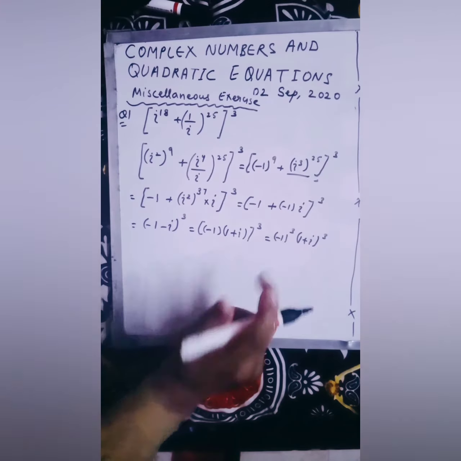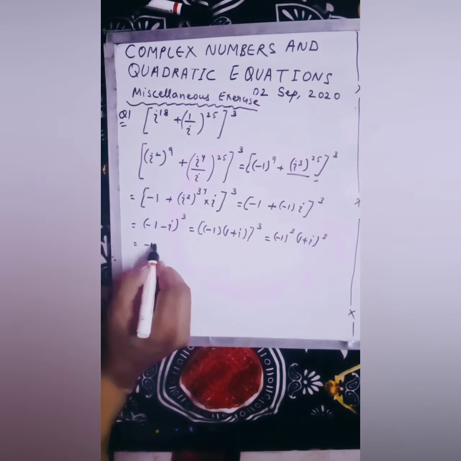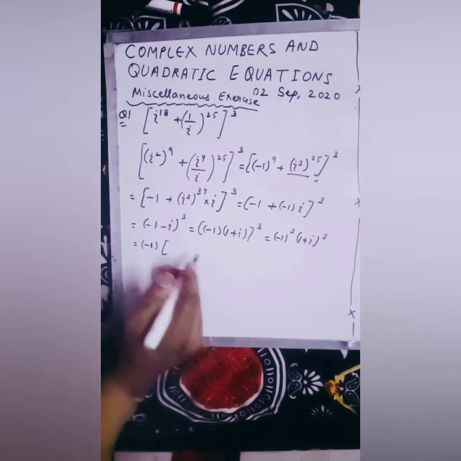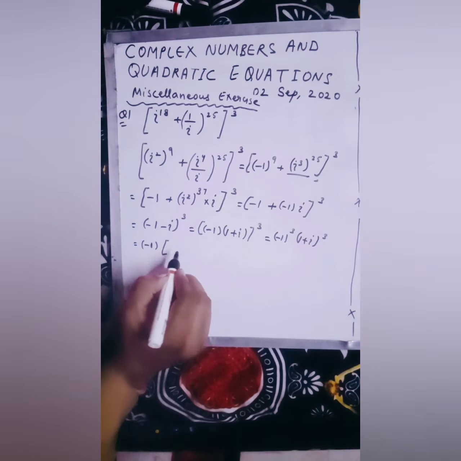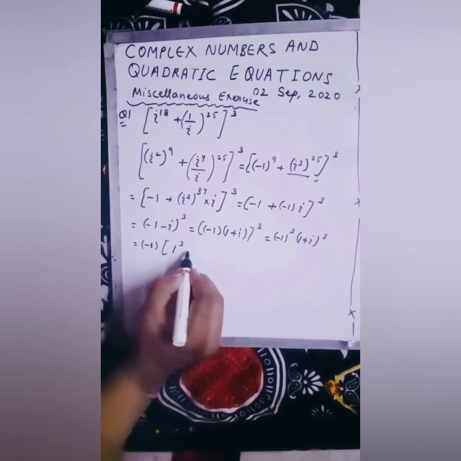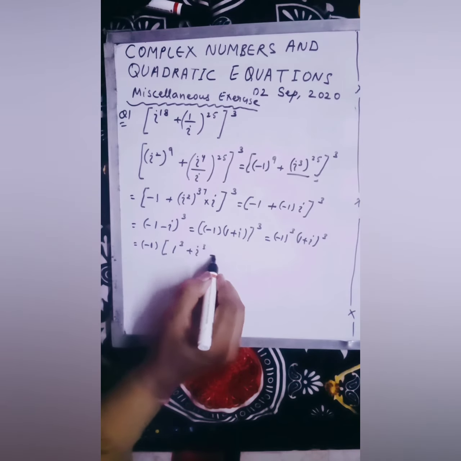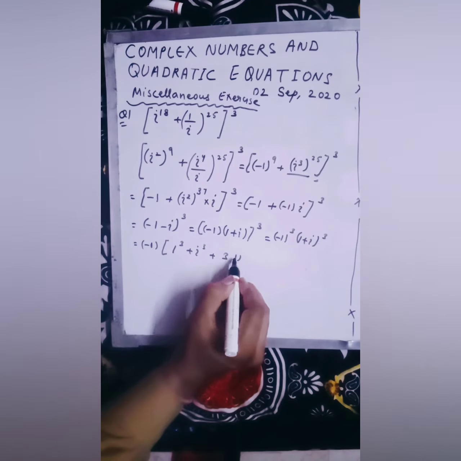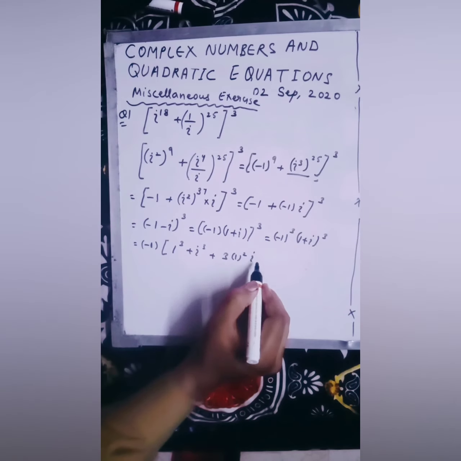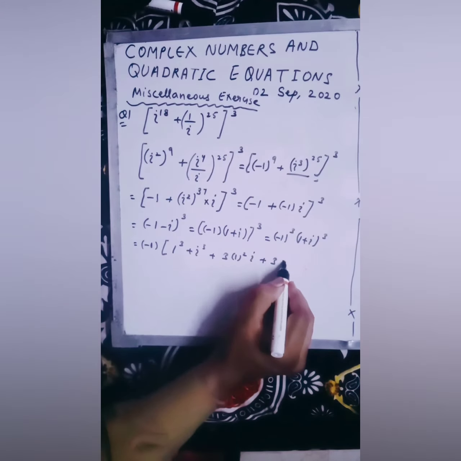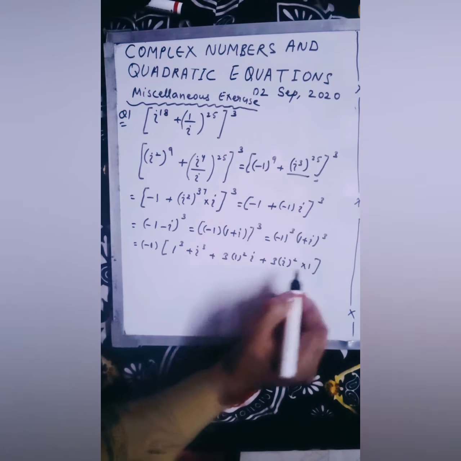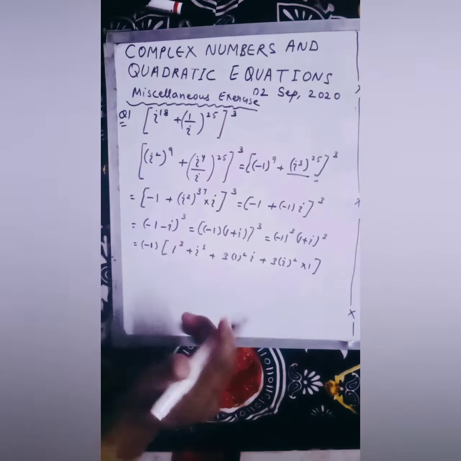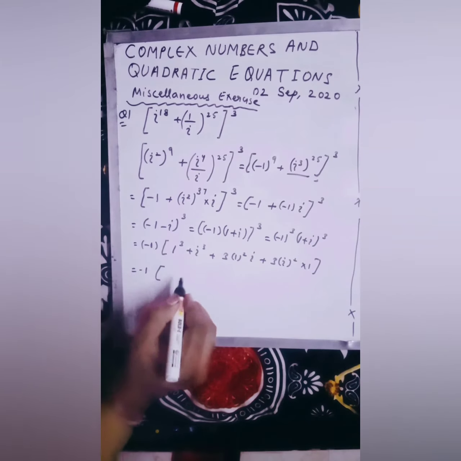Now it is (-1) cube, so it will remain -1. Now you have to use a bracket, and you have to apply the formula of (a plus b) whole cube. So the formula is a cube plus b cube plus 3a square b, plus 3 a b square. So this is the formula. Now you just have to simplify it.